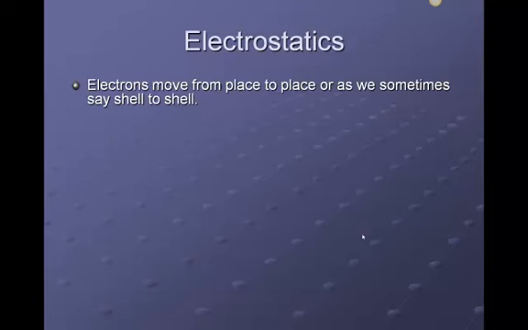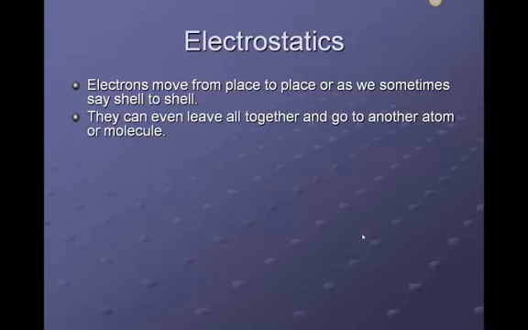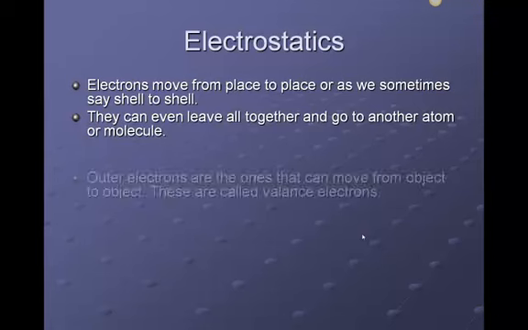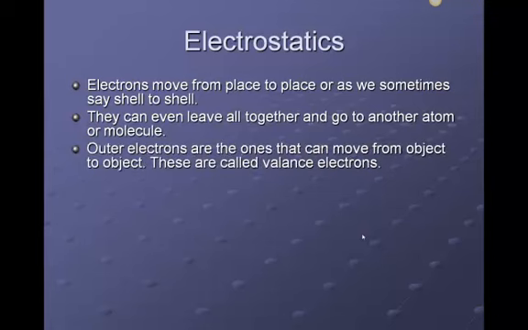Electrons move from place to place, or we sometimes say shell to shell. Remember when you talked about the shells of the different elements, all the different shells that were out there? They can even leave altogether and go to another atom or molecule. This should be ringing a bell back from chemistry. Outer electrons are the ones that can move from object to object. These are called the valence electrons, because the outer shell of any atom is called the valence shell, and that's the one that will either share electrons, or they will leave completely or join.